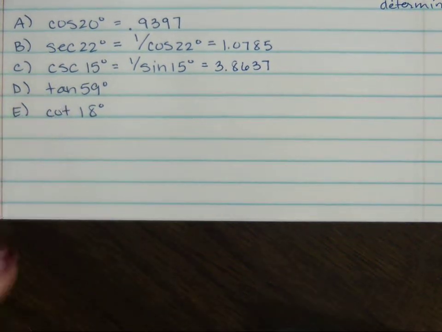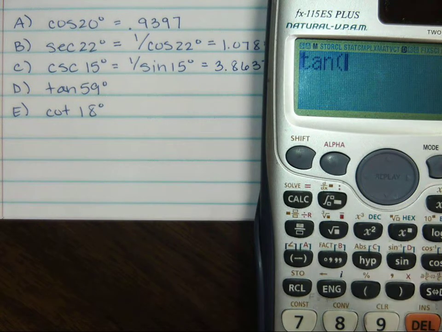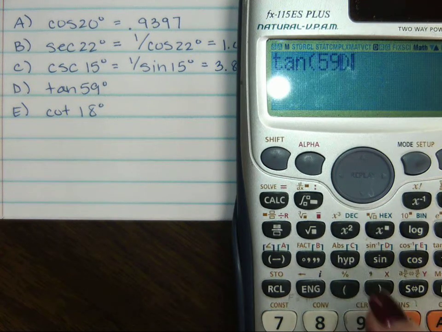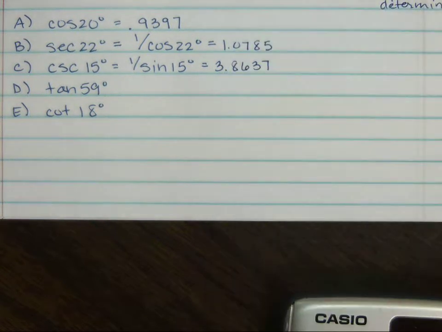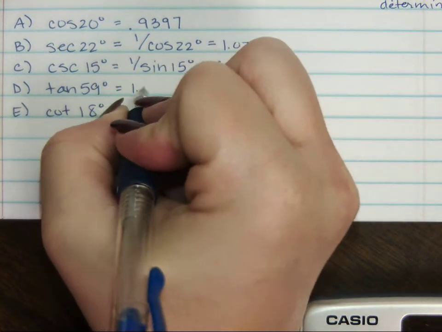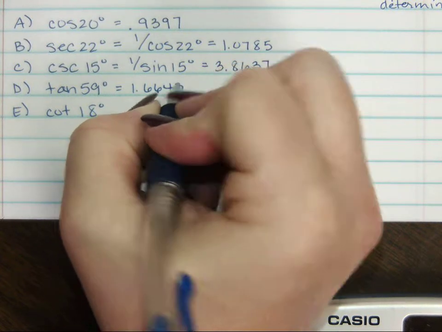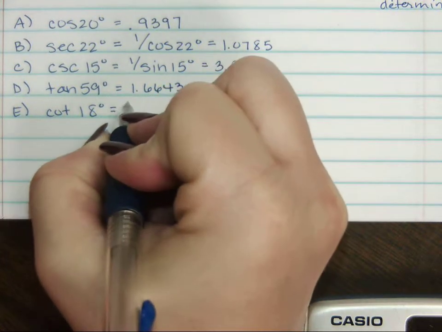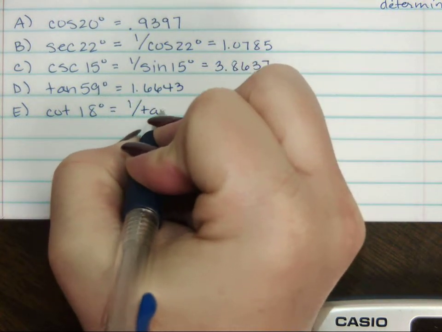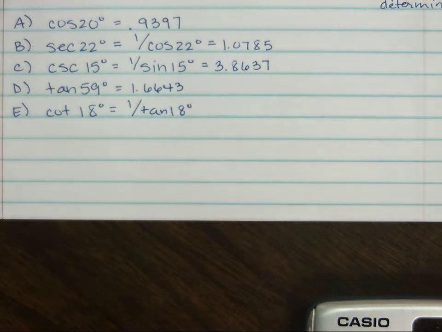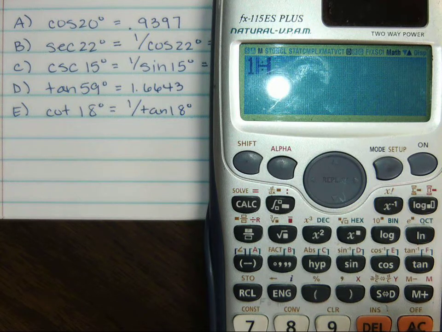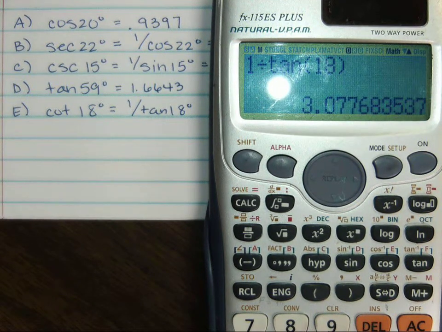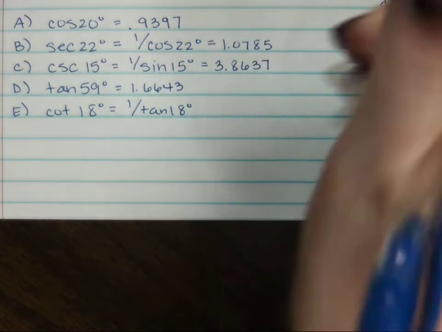In tangent, we do have a tangent button, so that one's really straightforward. All right, 1.6643. And again, cotangent of 18, I need the reciprocal property first, and then I can figure out my value. So tangent of 18. All right, so 3.0777.